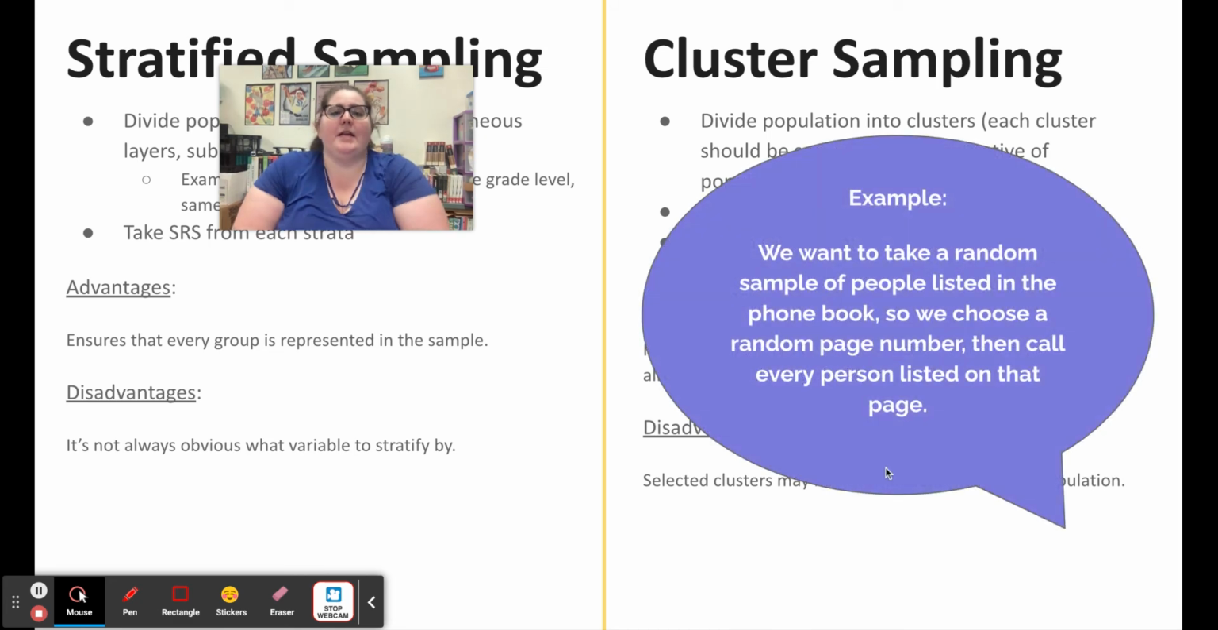Right. So another example of a cluster: we want to take a random sample of people that are listed in a phone book. So we choose a random page number. So there's the random, we're using a random page number, and then we're calling every single person on that page. So each page was a cluster. We picked a random cluster and used everybody within that cluster as our sample.